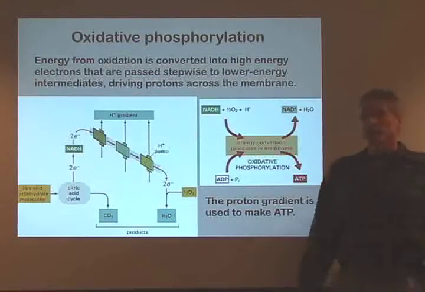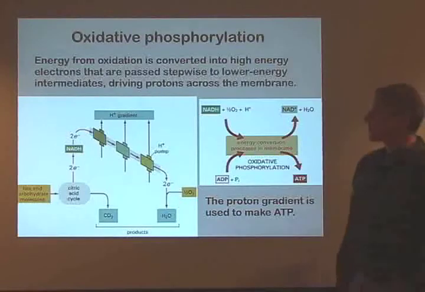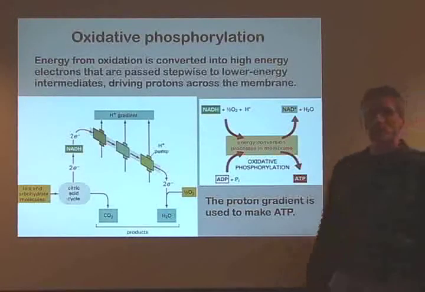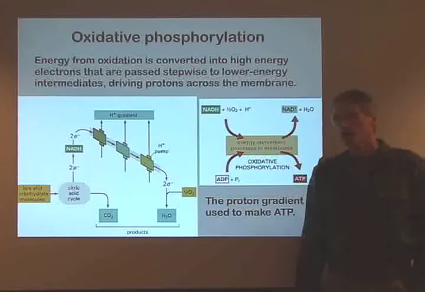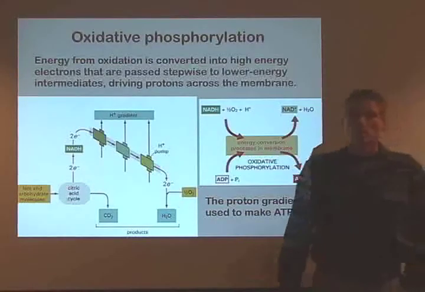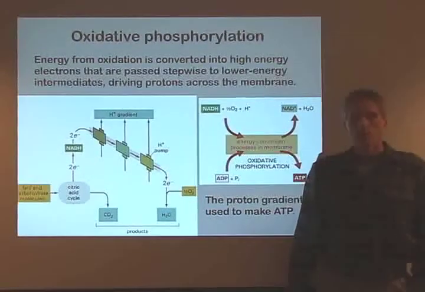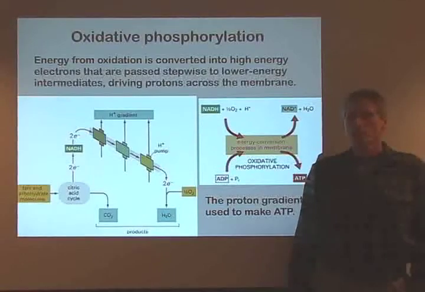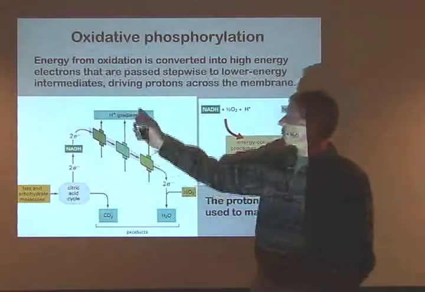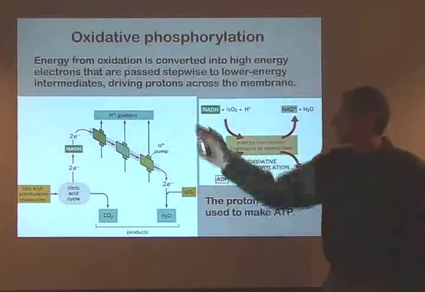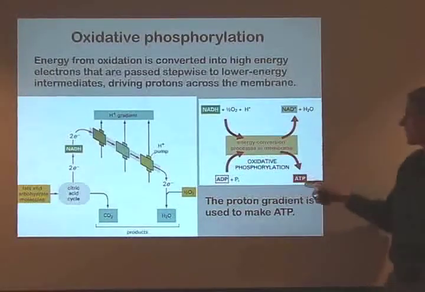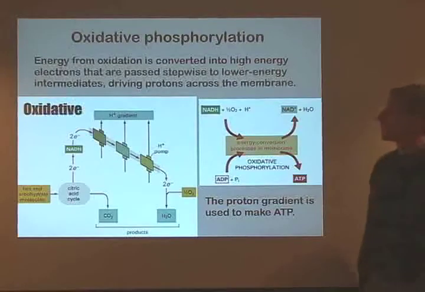That's oxidative phosphorylation, guys. We're doing redox reactions. Energy from oxidation is converted into high-energy electrons that are passed stepwise down this electron transport chain into intermediates. Each one of these steps pumps protons. And then that energy from the electrochemical gradient is used to make ATP.